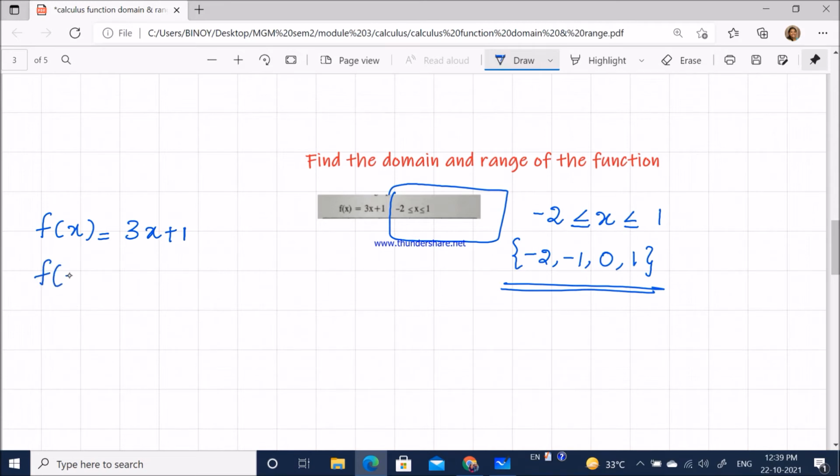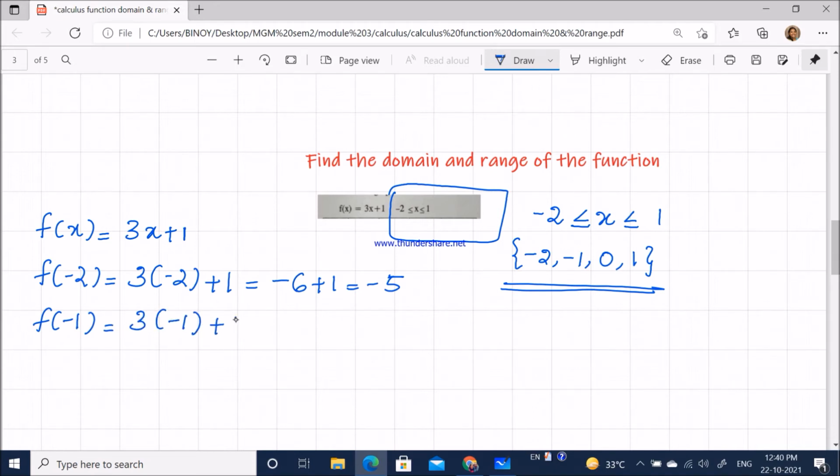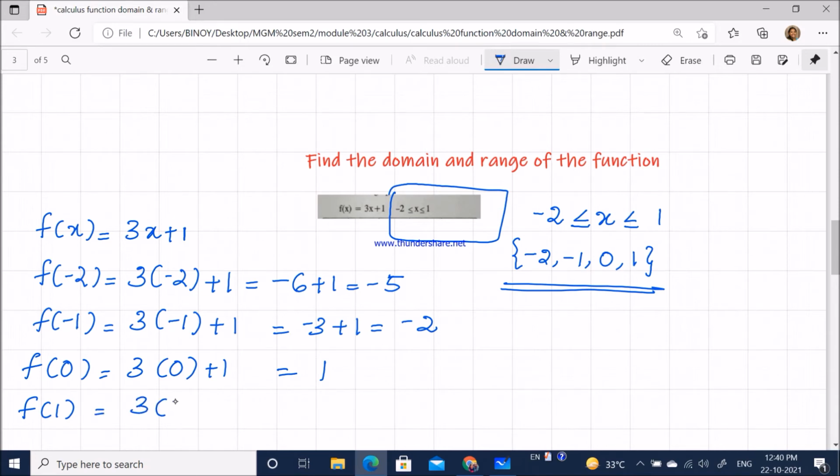So f of minus 2 is equal to 3 into minus 2 plus 1, which is minus 6 plus 1 is equal to minus 5. And f of minus 1 means 3 into minus 1 plus 1, that is minus 3 plus 1 is equal to minus 2. Now f of 0 is equal to 3 into 0 plus 1, that is 1, and f of 1 is equal to 3 into 1 plus 1, that is 4.